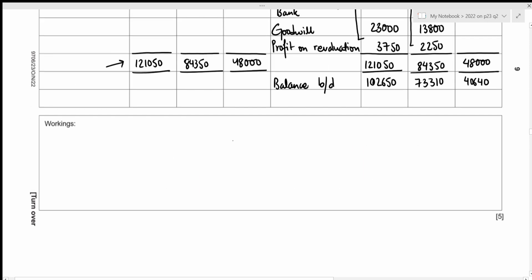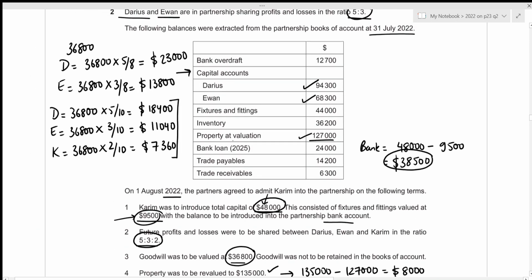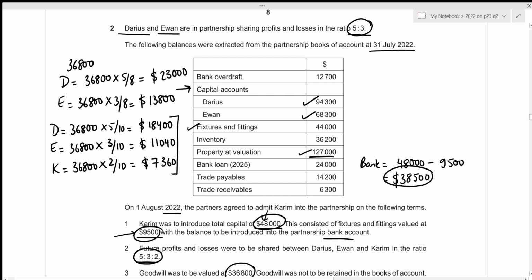All right, let's have a look above. We can see we have fixtures and fittings and property. So these two will be our non-current assets. Let's figure out the value for fixtures and fittings. The existing value is 44,000 and we also know that Karim introduced fixtures and fittings with the value of 9,500. So the new value for fixtures and fittings is 44,000 plus the addition of 9,500, which results in the amount of 53,500. So this is the value to be recorded in our statement of financial position for fixtures and fittings.